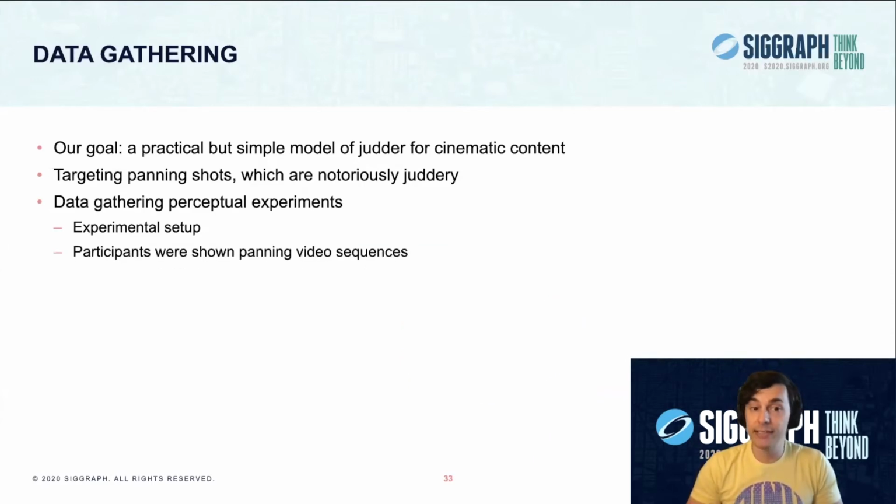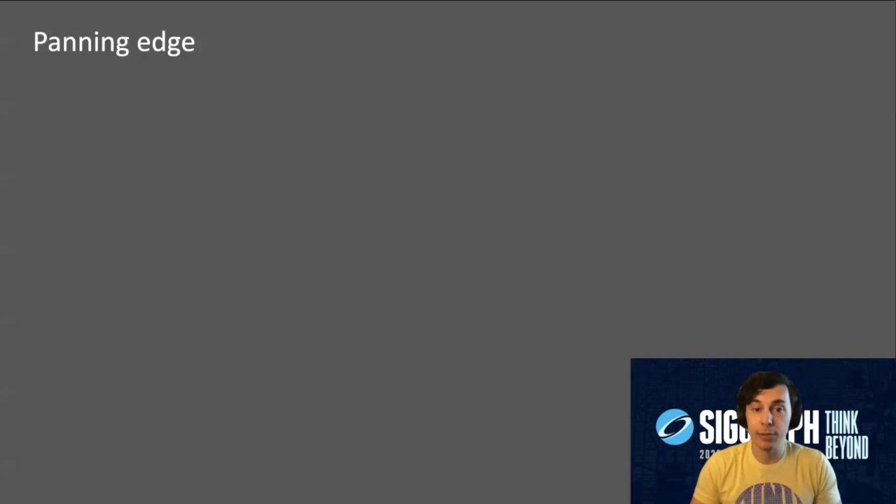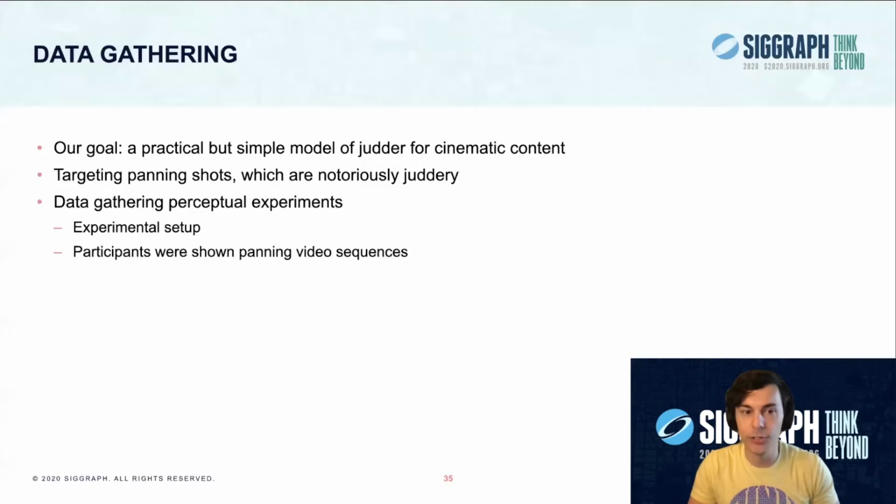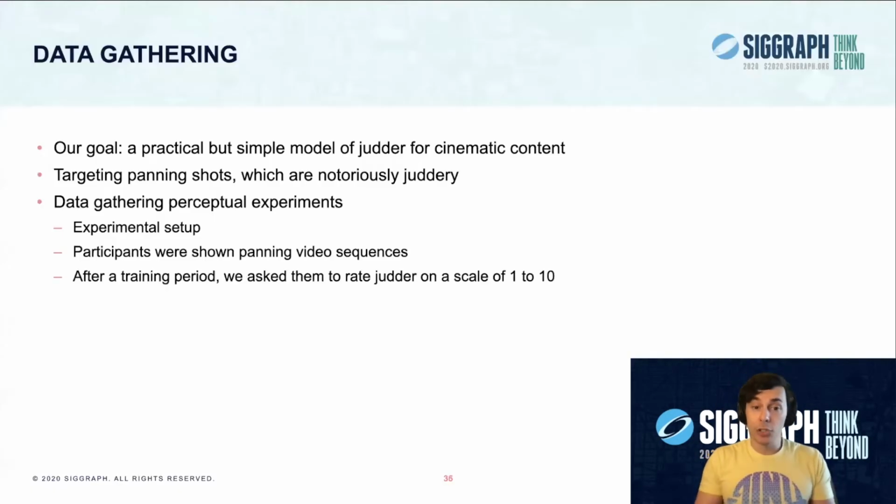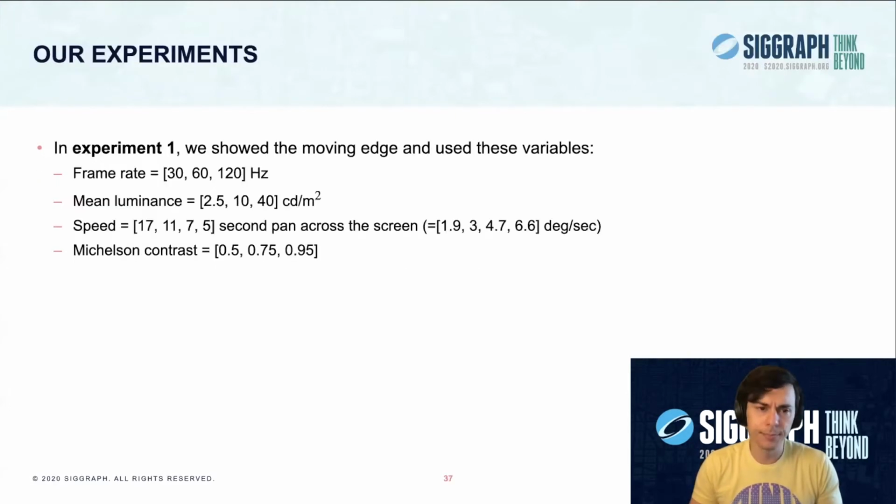Our experiments consisted of showing participants panning video sequences. For example, here's one being shown now. This is a moving edge. One thing to note is if you see any quantization artifacts, this is due to the video here, but it was not present in our original experiment. It was very clean images. After a training period, we asked our participants to rate Judder on a scale of 1 to 10.